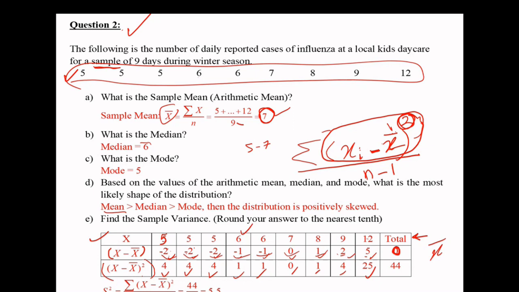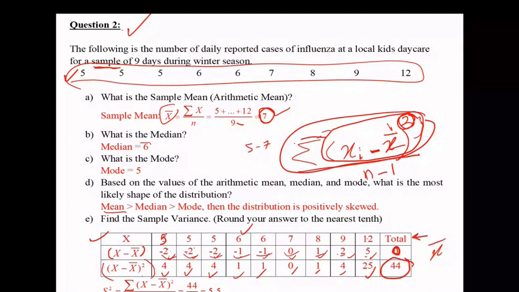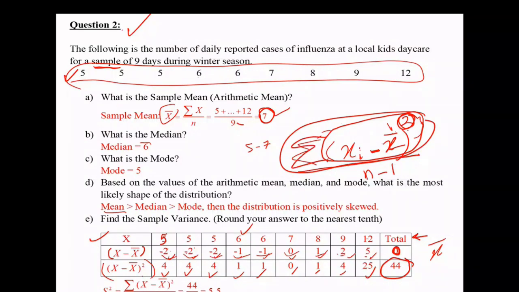This total is what I'm looking for, the sum of xi minus x bar all squared. It is 44, divided by n minus 1. N is 9, and 9 minus 1 is 8. 44 divided by 8 is 5.5. So the variance is 5.5, which is s squared, because it's for a sample.